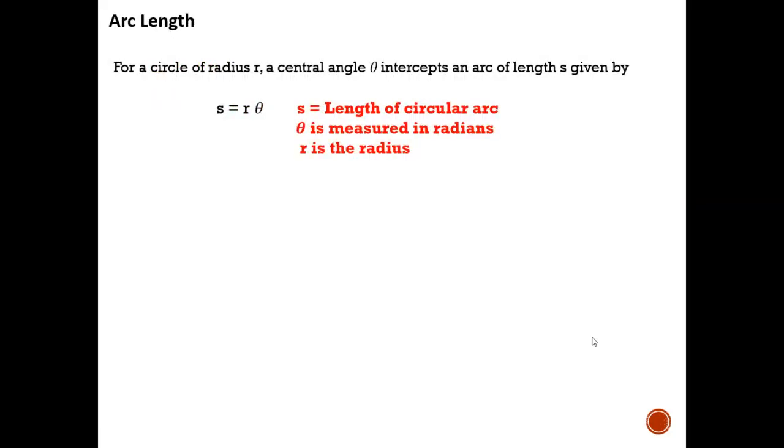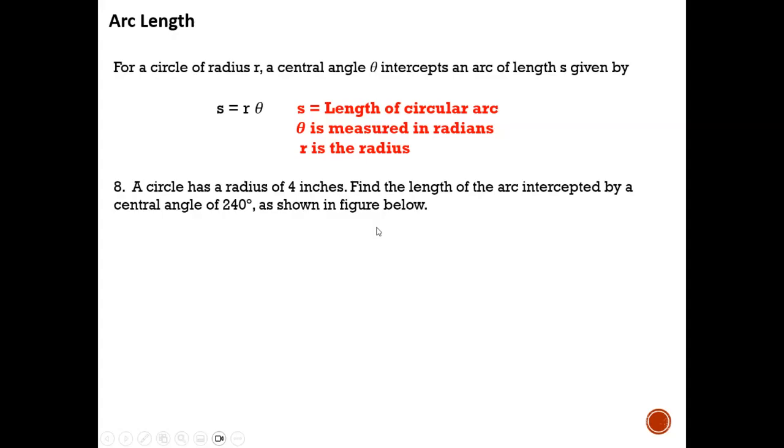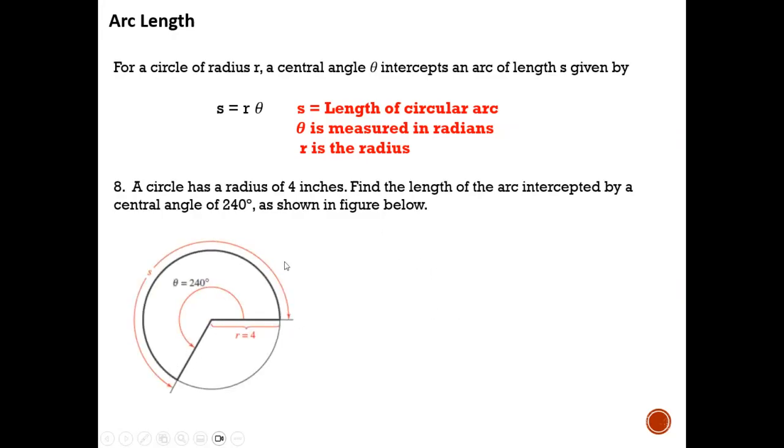Okay, so another concept you guys should have seen is arc length, and we have a formula here. For a circle of radius r, a central angle theta intercepts an arc of length s given by s equals r times theta. S is the length of a circular arc, theta is the angle, which is measured in radians, and r is the radius. So we have an example here. It's nice to see this picture as well.